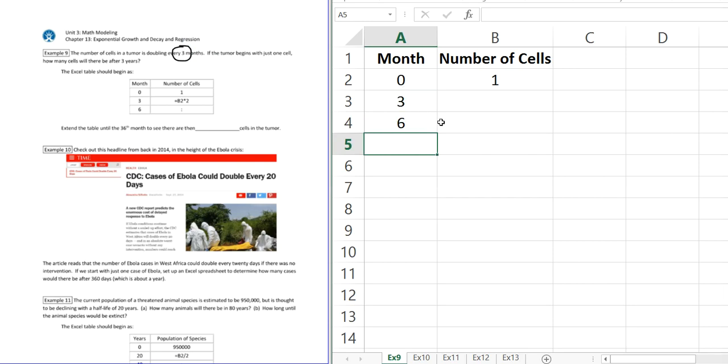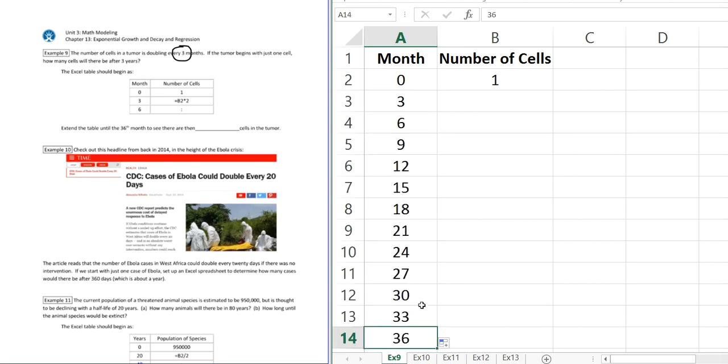Then to create a quick list of numbers in Excel, remember this is where you can highlight 2 cells at once, hover in the lower right-hand corner, right over that little green square, hold down your left mouse button and drag until you see that number in the upper right get to your desired number of 36.